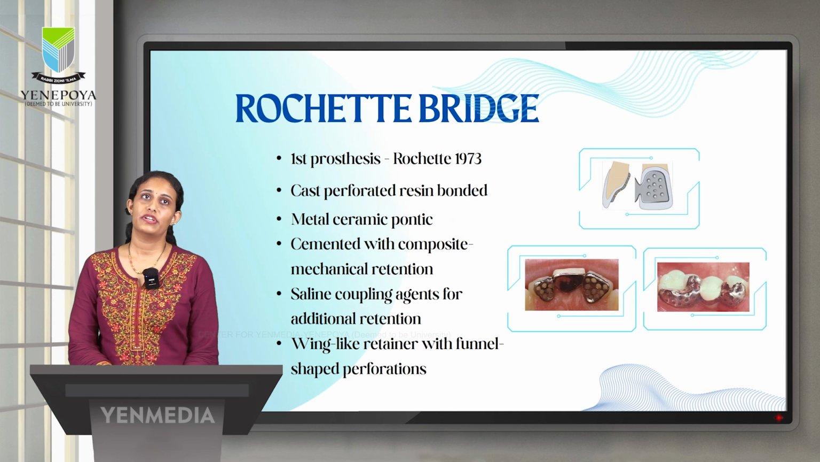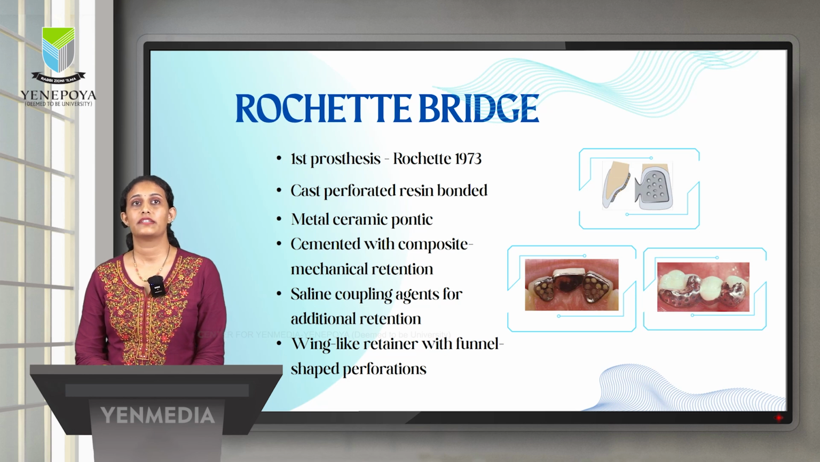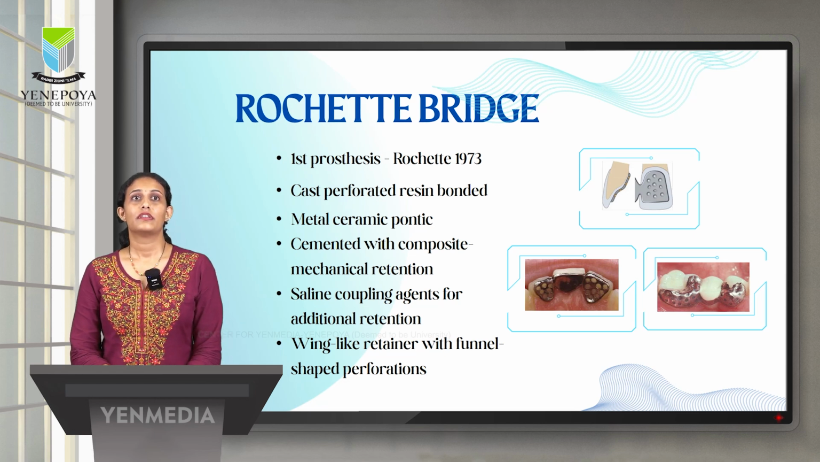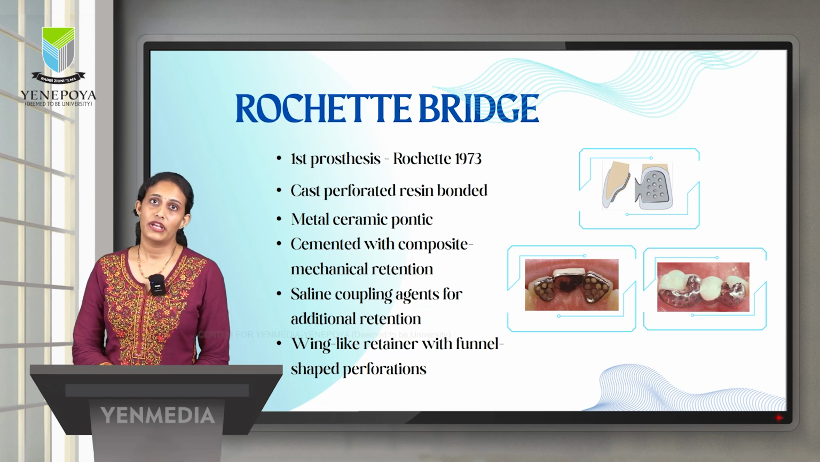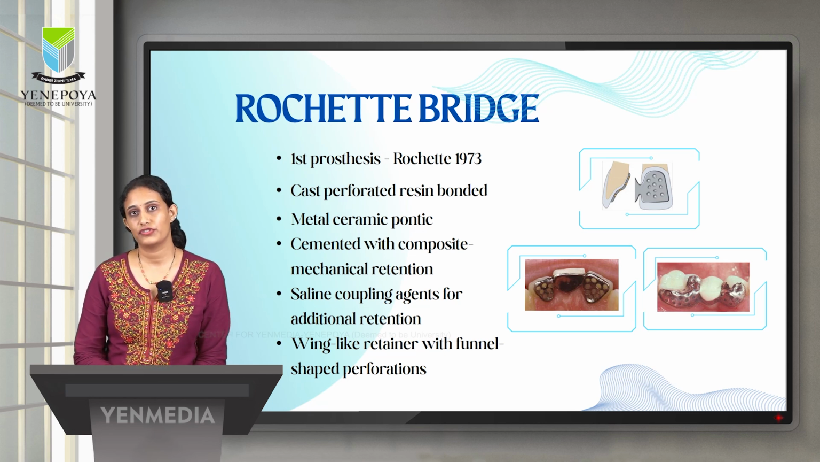Moving on to the Rochette bridge, it was the first definitive prosthesis, introduced by Rochette in 1973. It is also known as the cast perforated resin bonded bridge. Now it has a metal ceramic pontic with two wing-like retainers with funnel-shaped perforations.